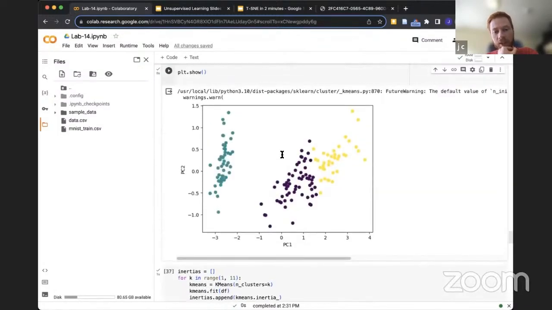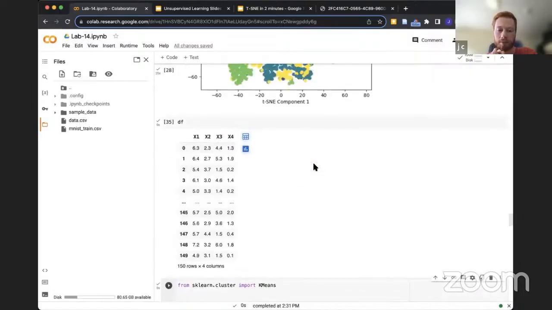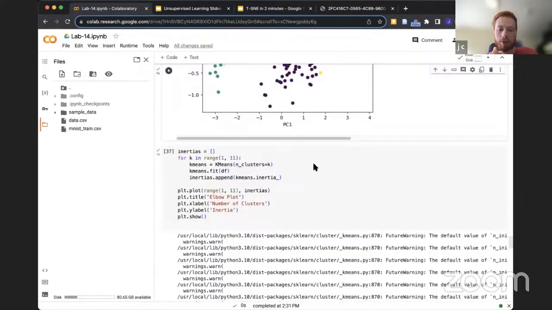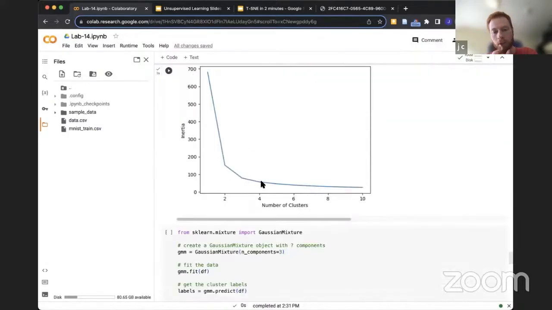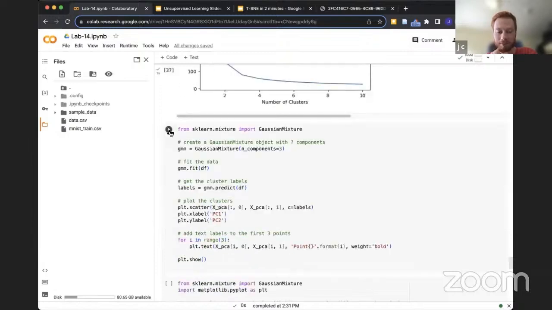What we can clearly see is there are at least 2 clusters. Whether these are separate clusters is hard to tell. If you look at the elbow plot, 2, 3, and 4, I would say, are equally reasonable choices here.